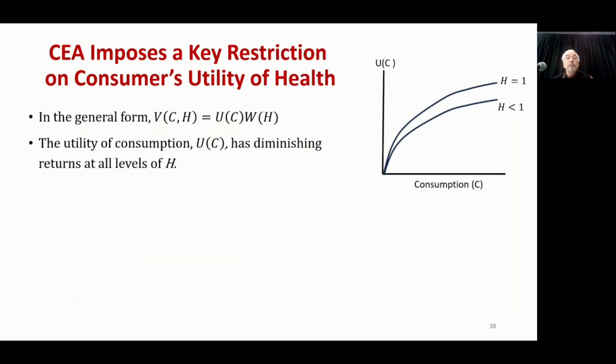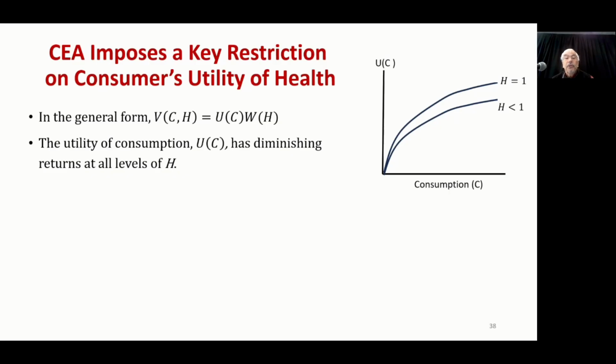Now, cost effectiveness imposes a fairly important restriction on consumers' utility of health. I'm going to begin by showing you a very general functional form, which makes it simpler to describe this. Economists think in terms of a utility function. So I'm going to have a utility function of value that is made better by consumption or health, C or H. To make it simple, I'm going to use a multiplicative form, where there's a utility function U of C for consumption, and then a multiplier, W of H, the utility function for health.